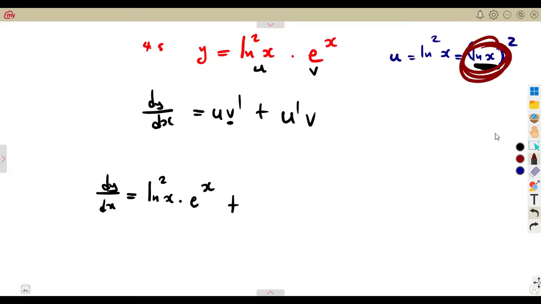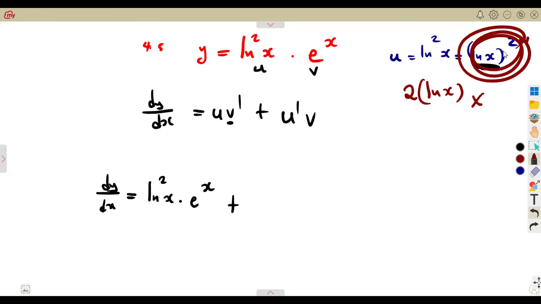You differentiate the outer part of this. That is going to be 2. You drop the exponent there. So it's going to be 2 ln of x. You subtract a 1 there. So it's going to be a 1. Then you differentiate the inner part. Now, inside the bracket, the ln of x is what?